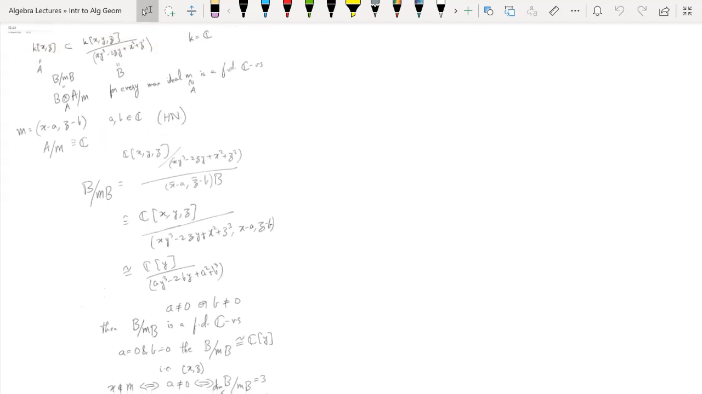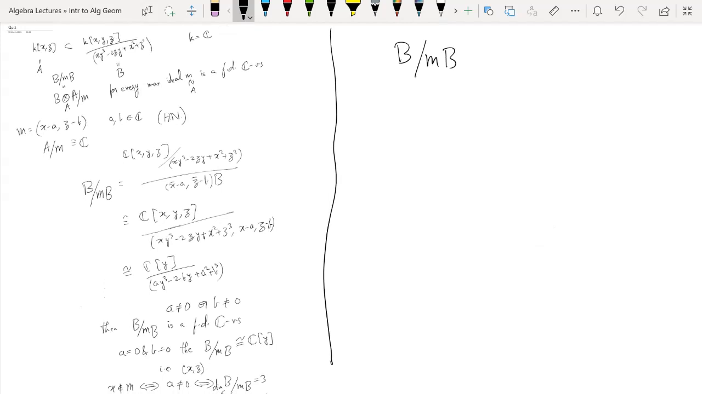So let's talk about geometry here. What does B mod MB do? So you think of it as, this inclusion gives you a map from m-spec of B, the set of maximal ideals of B, to the set of maximal ideals m-spec of A. Or since here it is complex numbers, you know.